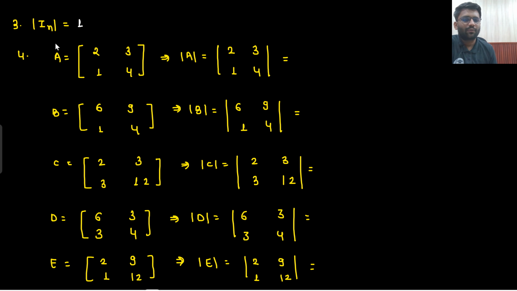Now there is another question for you. This is your matrix A. Find out the determinant of A. What is that? 4 into 2, 8, minus 3, 5. This is your matrix B. Find out the determinant of matrix B. What is that? 24 minus 9, 15. For matrix C, what do you see? 24 minus 9, 15.